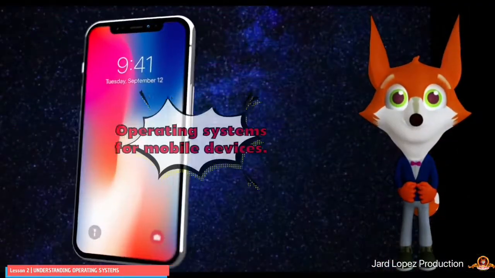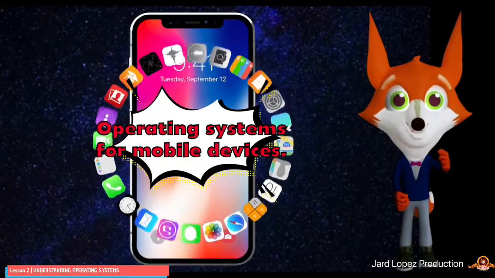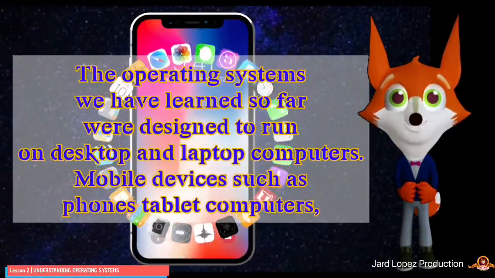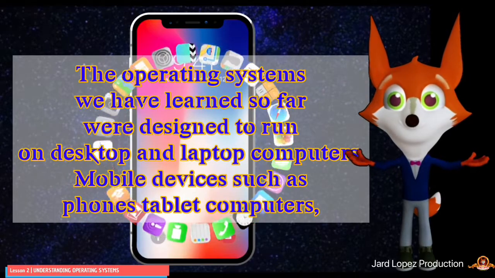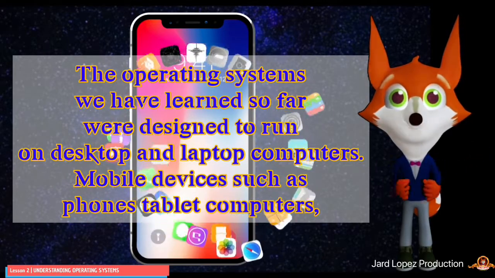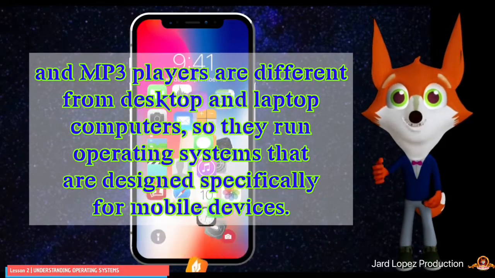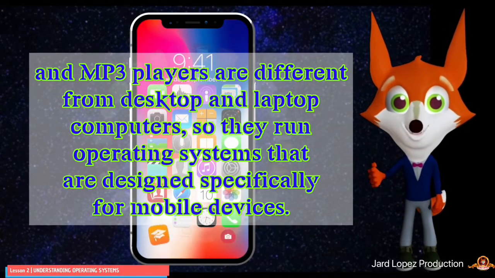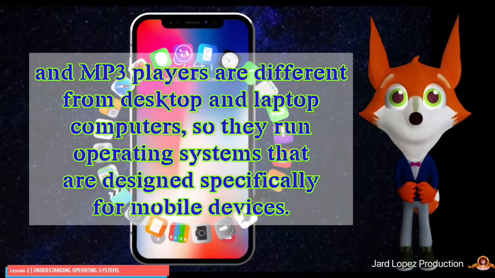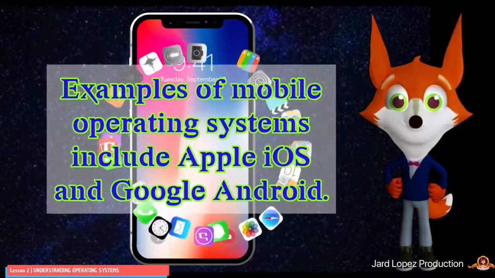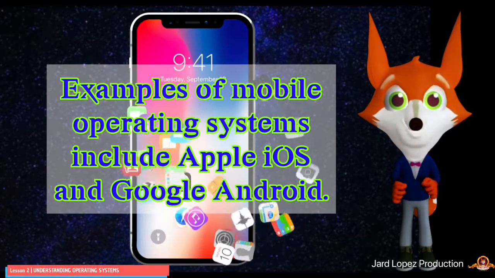Operating systems for mobile devices. The operating systems we have learned so far were designed to run on desktop and laptop computers. Mobile devices such as phones, tablet computers, and MP3 players are different from desktop and laptop computers, so they run operating systems that are designed specifically for mobile devices. Examples of mobile operating systems include Apple iOS and Google Android.